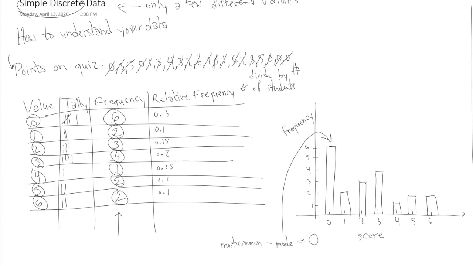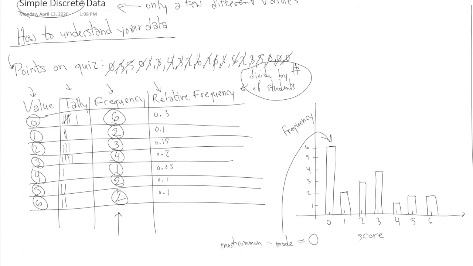Okay, so that's this example, how to understand your data. Make a table with all the different possible values that happen, go through each time one happens, draw a tally mark, count up the tallies, and then if necessary, also do relative frequency: take your frequencies and divide by the number of students or the number of whatever you're measuring.